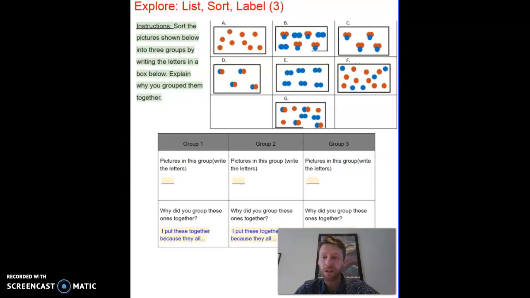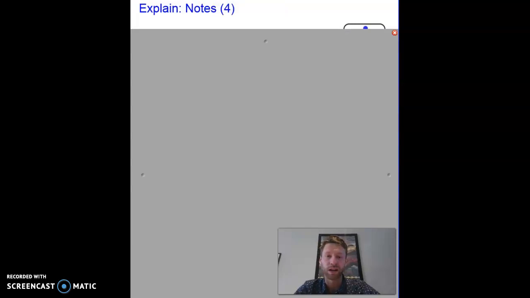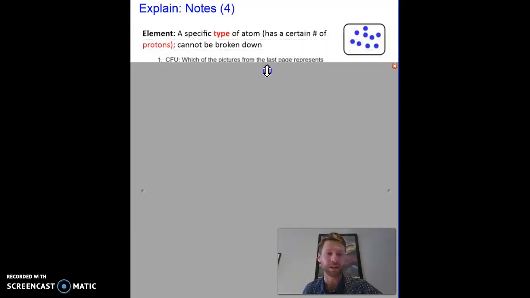All right, let's move ahead into our guided notes. So today we're going to be learning 3 new vocabulary words. The first word is a word you've heard before. It's element. An element is a specific type of atom. And any type of atom has one specific number of protons.